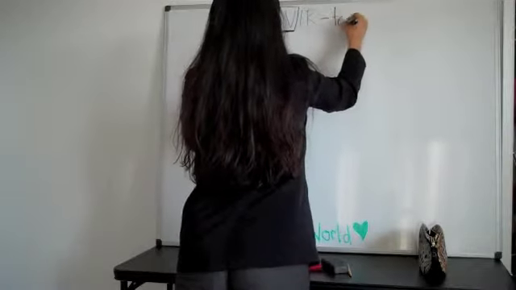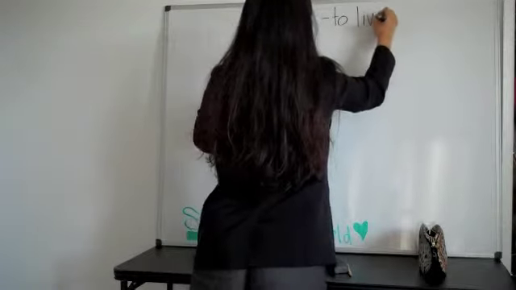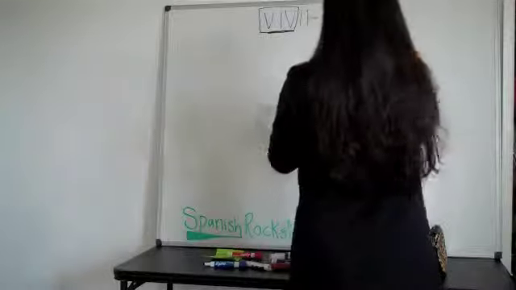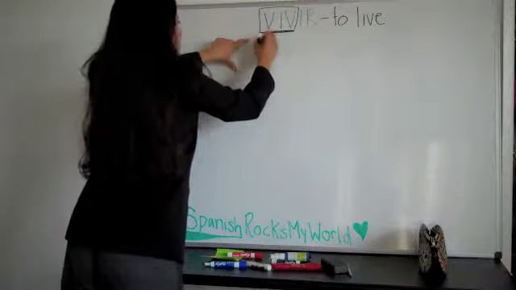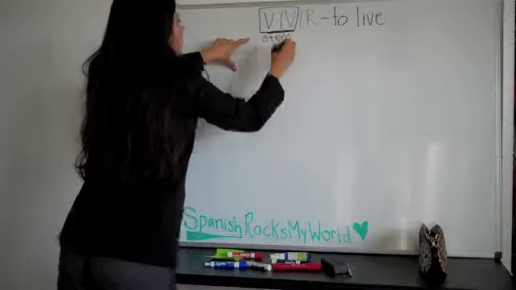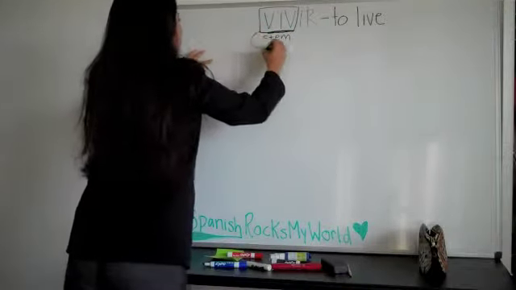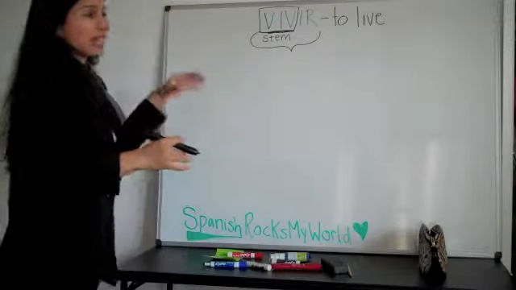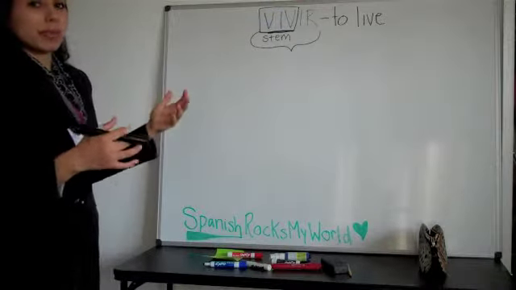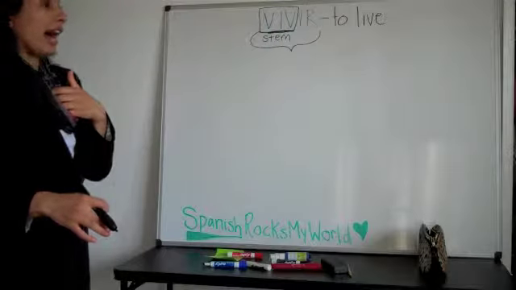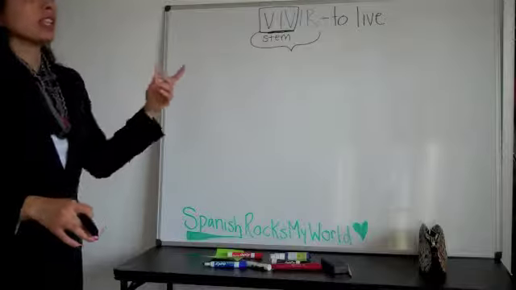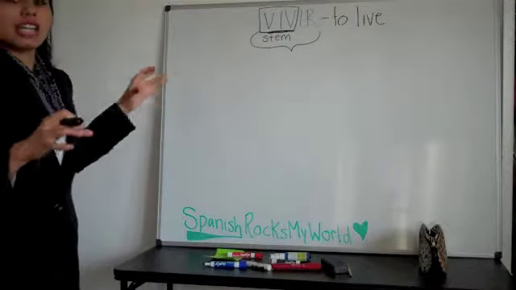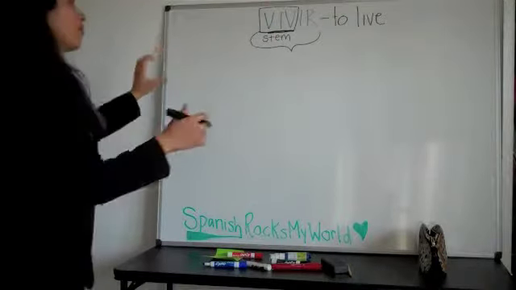So vivir is to live, and it's obviously an IR verb. Something else I wanted to tell you, so obviously this is the stem right here, but the whole verb is called the infinitive, because at this point it still has, I guess, infinite possibilities. You can still say I live, you live, he lives, if you're talking about the present tense, or you can say I will live, you will live. You can talk in any tense. This is like the base form of the verb. It's called the infinitive.